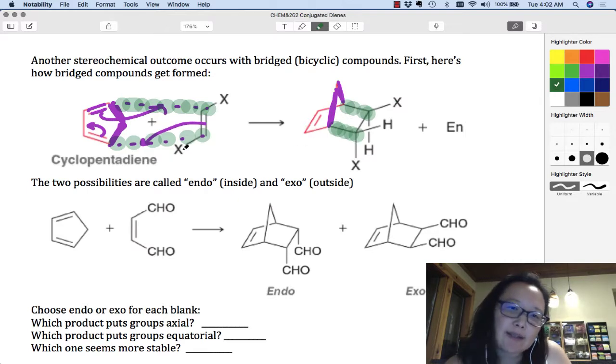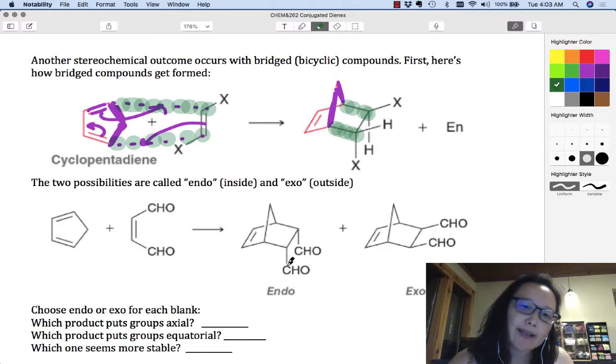So notice when this is trans, I'm going to have one axial and one equatorial because this is down and this is up. So they're on opposite sides. Now if these were on the same side, notice I'm going to have either two of them axial or two of them equatorial to be on the same side. Now they're not the same thing because unlike a chair, these do not flip.